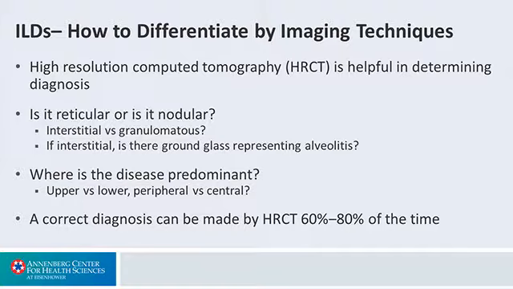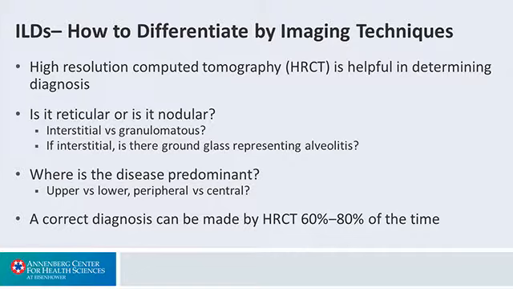Our radiology colleagues are very good at helping us. And so some of the first questions are really corollaries to the underlying pathology. Is it reticular or is it nodular? If it's reticular, it's going to suggest an interstitial process. If it's nodular, it's going to suggest a granulomatous process. If it's interstitial, is there ground glass? Ground glass would represent an alveolitis.